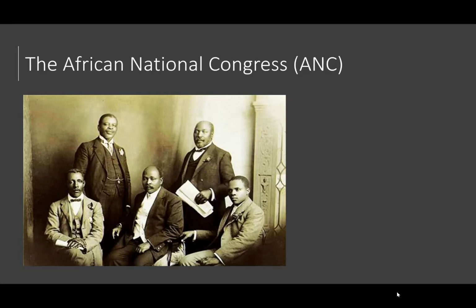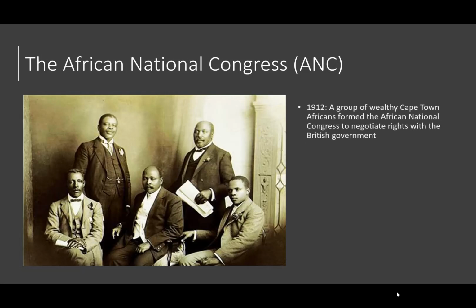On the other side, we got the African National Congress, the ANC. In 1912, a group of wealthy Cape Town Africans formed this ANC to negotiate rights with the British government. I think it's really important. It's all about wealthy and it's about rights.